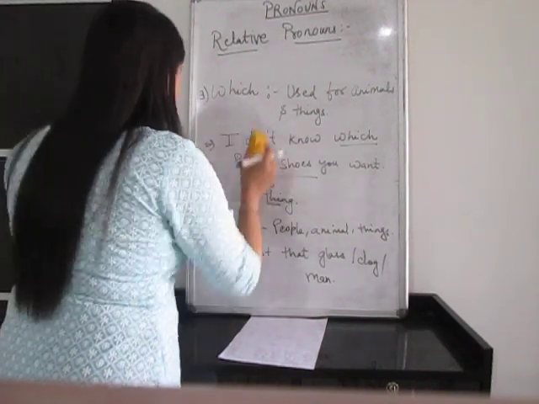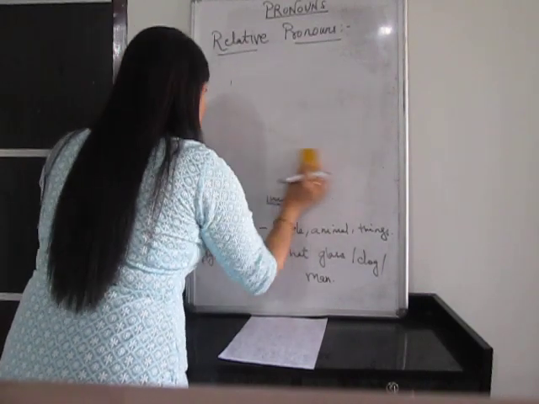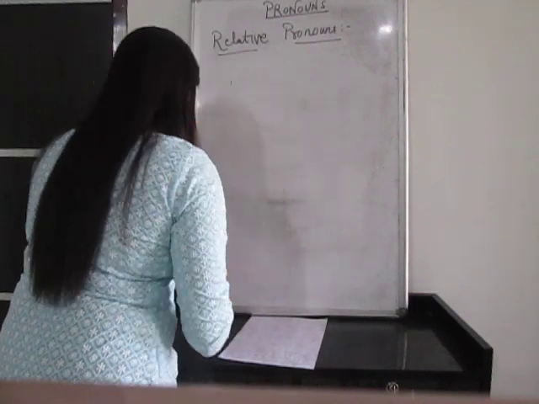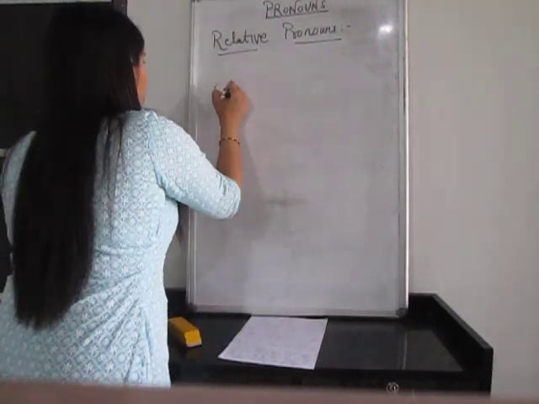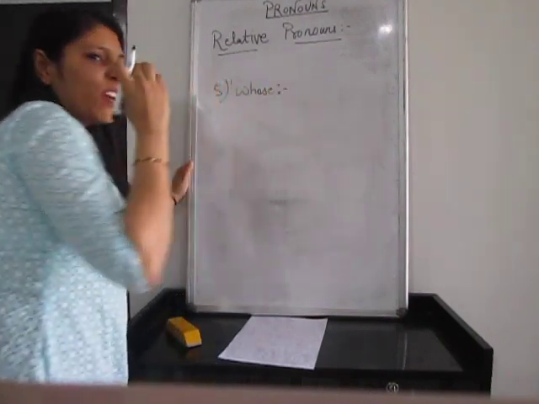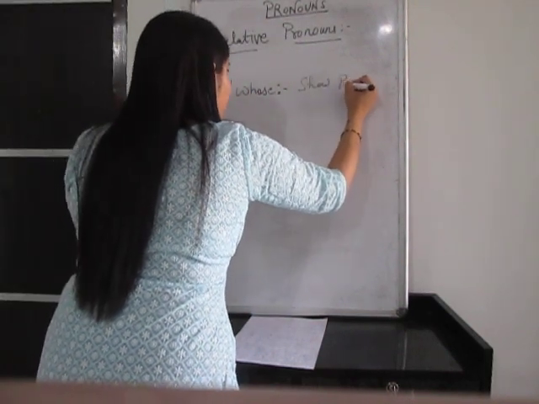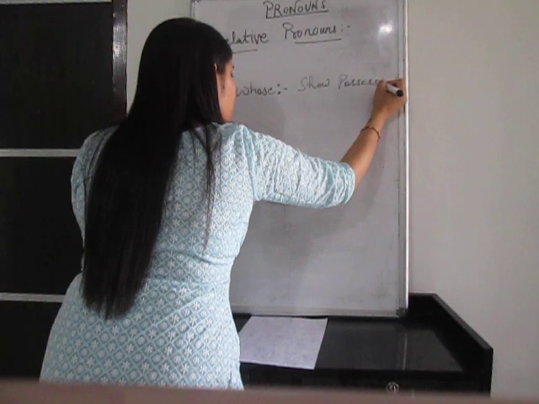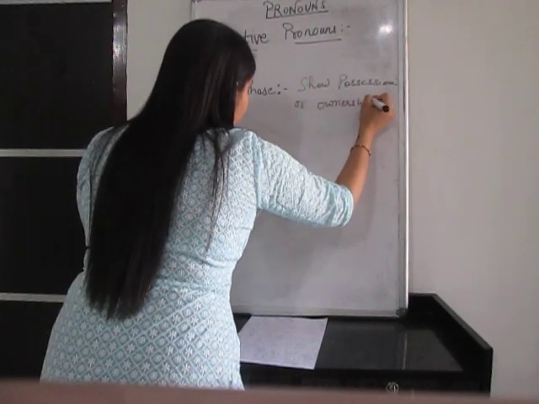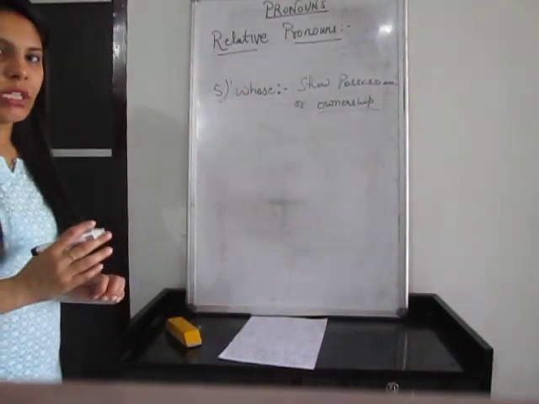Now let's talk about our last relative pronoun, that is whose. We use whose to show possession or ownership. To show possession or ownership.